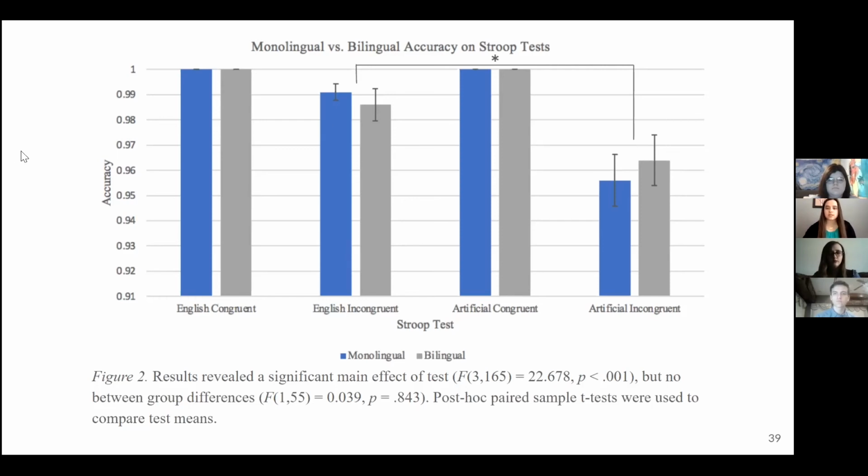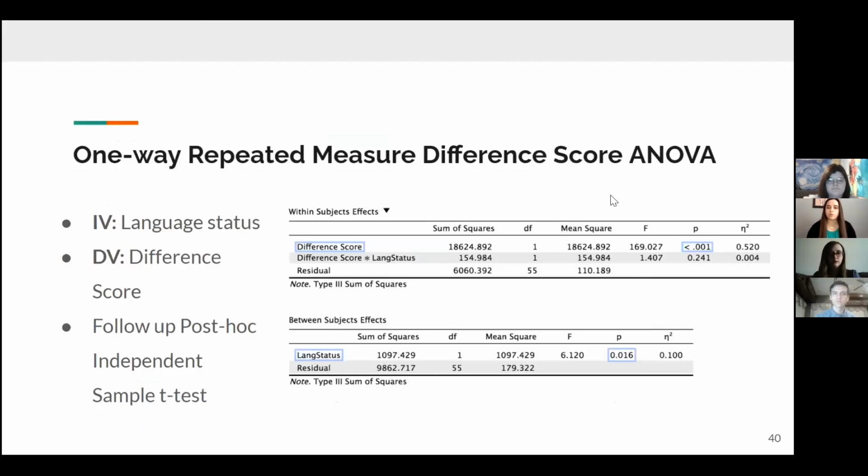Now looking at this final one-way repeated measure ANOVA, this one is looking specifically at difference score, and we can see that there was a significant main effect of test with the difference score, but something that was unique about this one was that there was a between group difference, which you can see on that second chart below on the between subjects effect chart. And so in order to look more closely into this, we did a post hoc independent sample t-test.